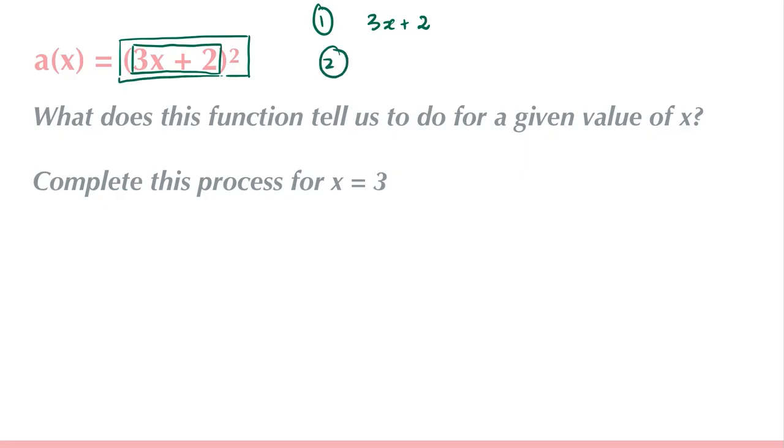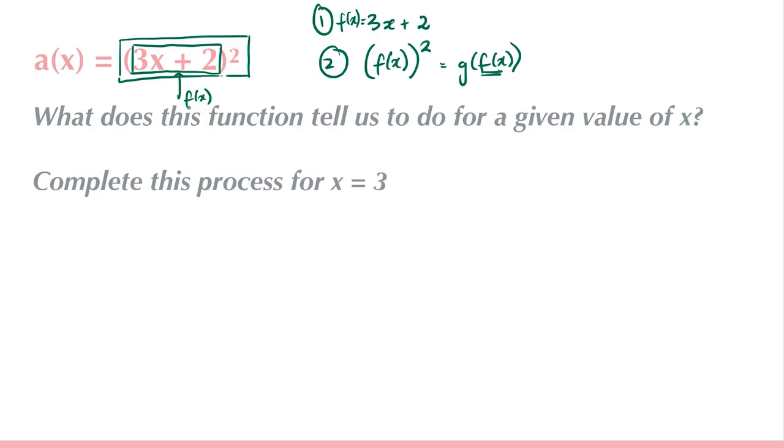If I call this inside part f of x, that's the first thing I'm going to do. Then for the second part, all I have to do is square whatever I get out of that function, f of x all squared, and we can call that g of x. Or rather, to be formal, it would be g of f of x because the input is f of x. So that's our notation for composite functions. From today, we're going to start looking at the different layers of functions rather than just a function as it is.